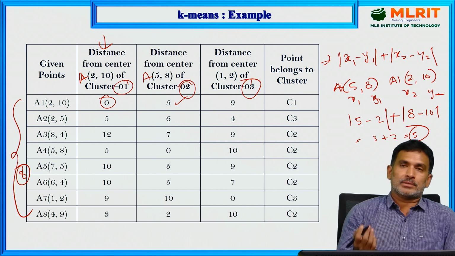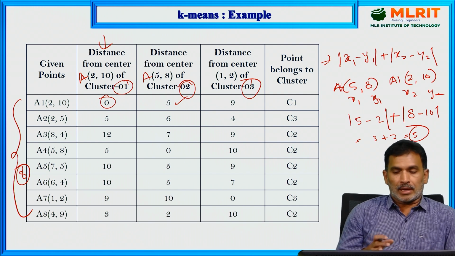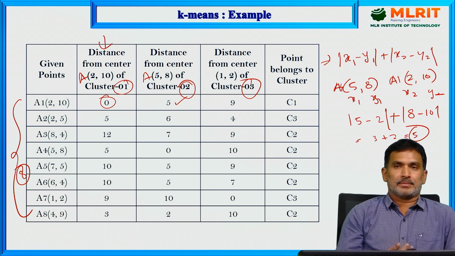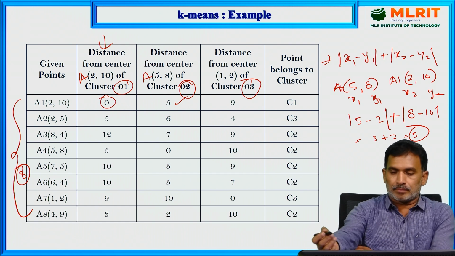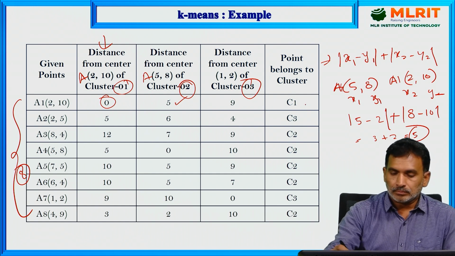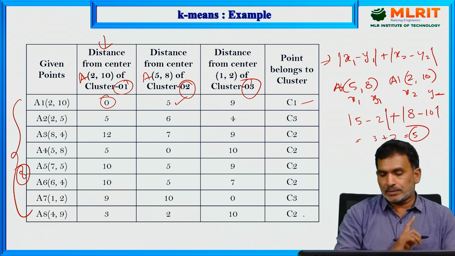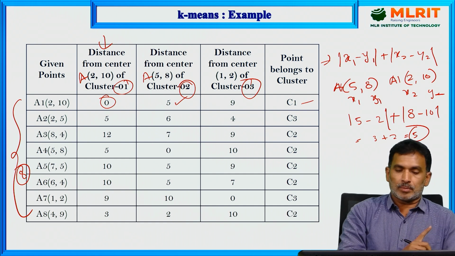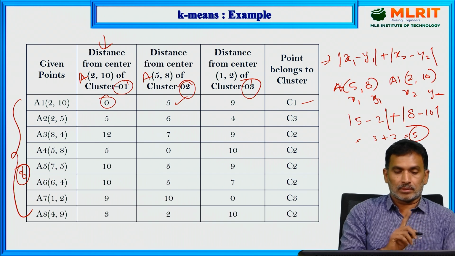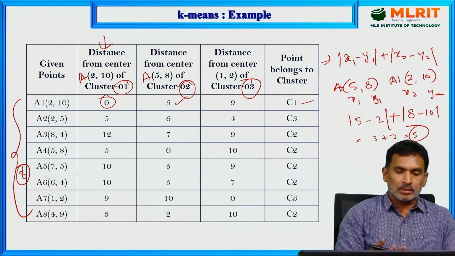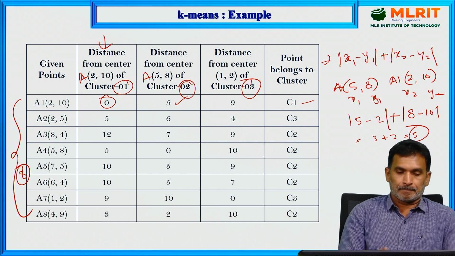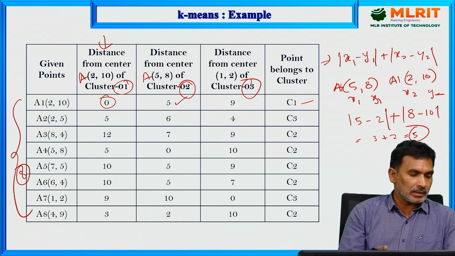So then next, what needs to be done? We have to update the center. How can we update the center? So now let us see. Here C1, only one data point belongs to cluster 1. So then its mean value will remain the same, and that will again be the same cluster head.